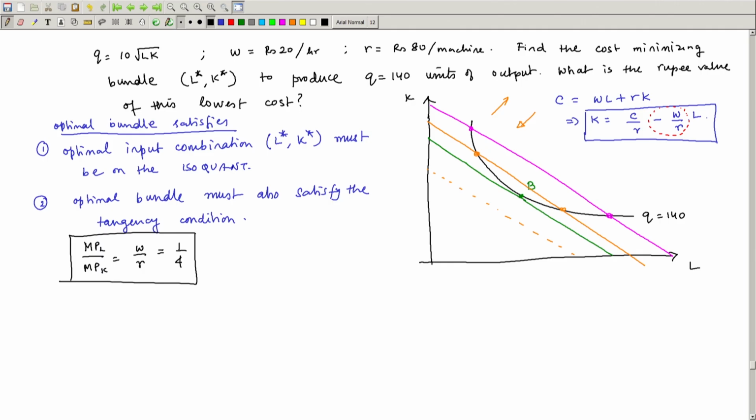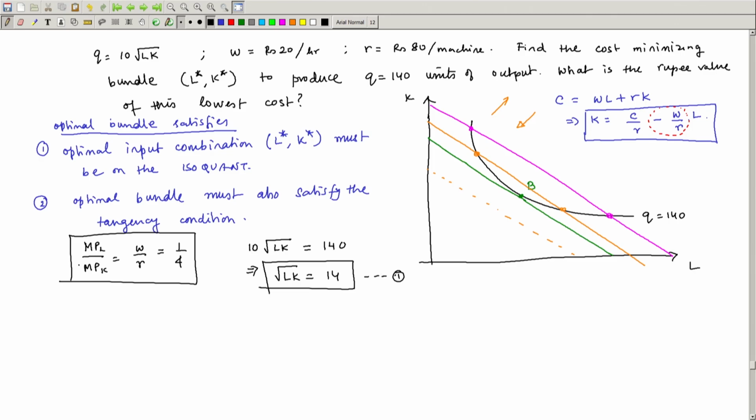Okay. The first point says that the optimal input combination L star, K star must be on the isoquant. Mathematically, if I choose L and K, 10 times square root of LK will be my output, and that should give me 140 units of output. By using the labor capital combination, I should be able to produce 140 units of output. If I simplify that, dividing by 10 on both sides, root over LK equals 14. Let us call this equation 1.